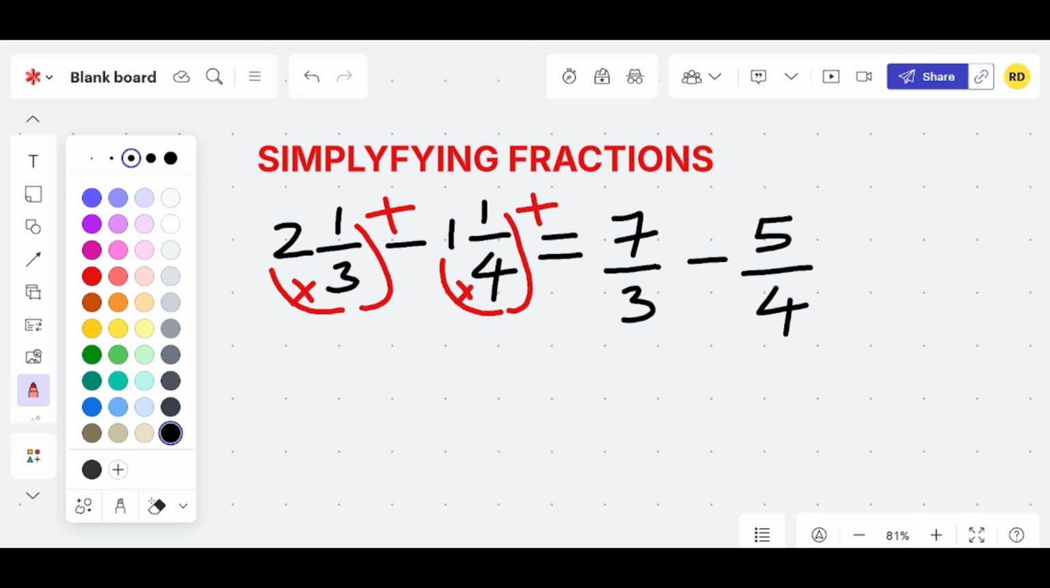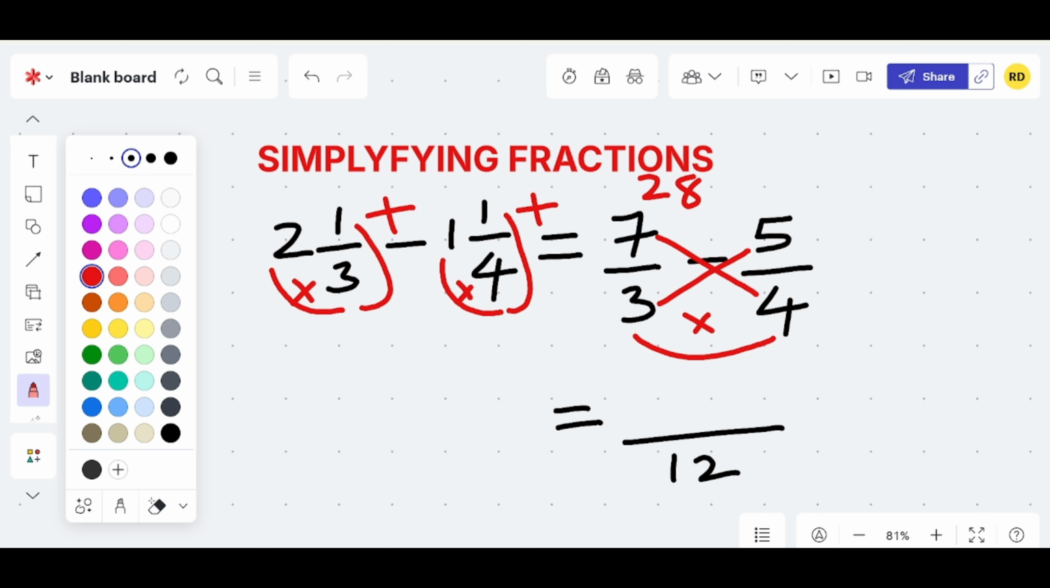Again, you can see these two have different denominators. Again, the same thing. You're going to multiply the denominators. So 3 times 4, that's going to be 12. So 12 goes here. And now you do the cross multiplication. 7 times 4 is 28. And then 3 times 5 is 15. You subtract both these numbers. 28 minus 15, that's going to be 13. So the answer is 13 over 12.